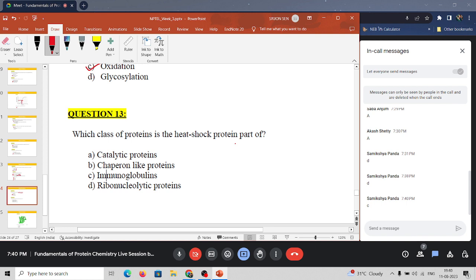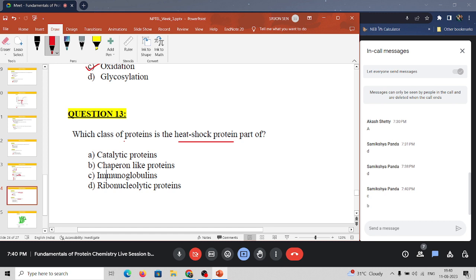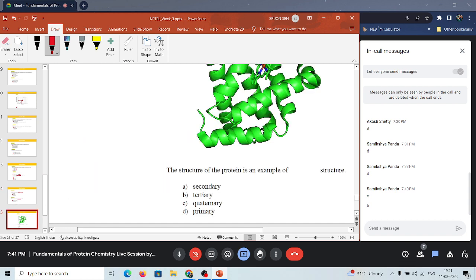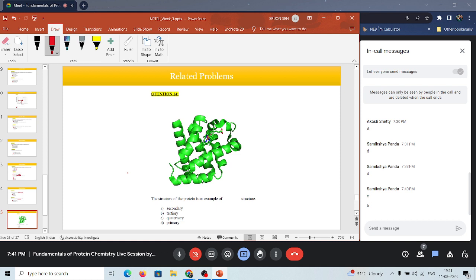This is also an easy question. Heat shock proteins are part of which class of proteins? Which class of proteins is heat shock protein? Catalytic proteins, chaperone-like proteins, immunoglobulins, ribonucleotide proteins. That is good. Chaperones. So HSPs are part of the chaperones. Correct. Okay.